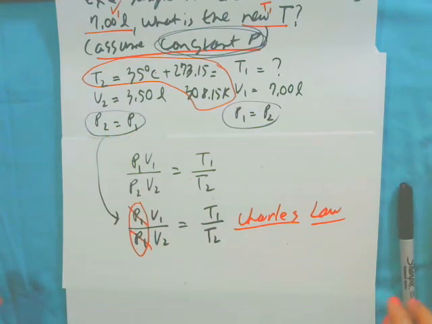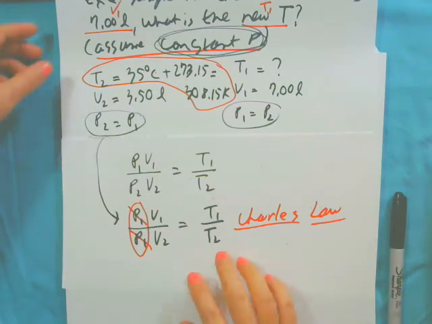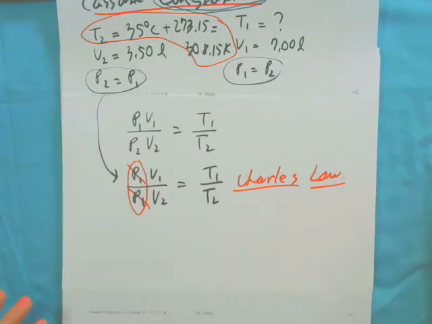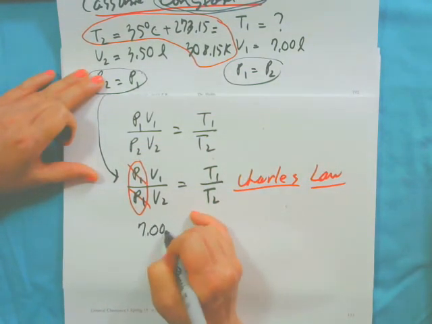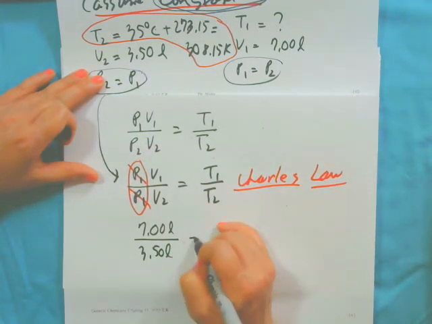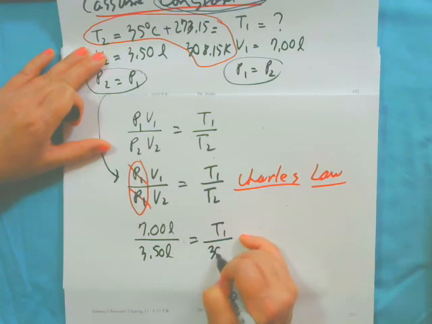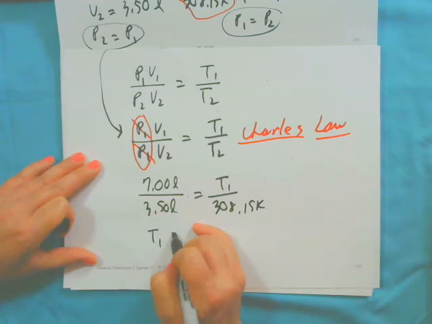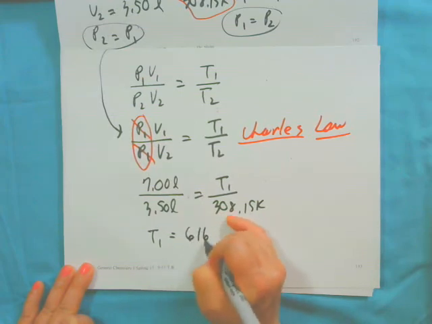All right, so let's go ahead and plug in all the values that we have. Volume 1 is equal to 7 liters. Volume 2 is equal to 3.5 liters. My temperature 1 is unknown, and my temperature 2 is 308.15 Kelvin. Do a little bit of algebra, and I get T1 is equal to 616 Kelvin.